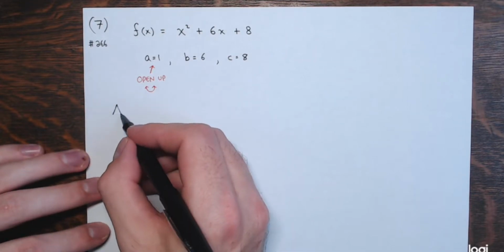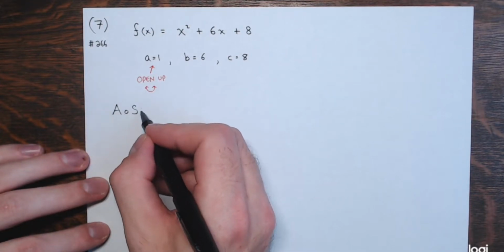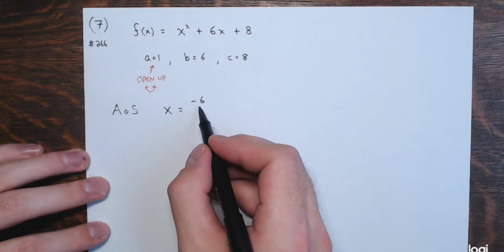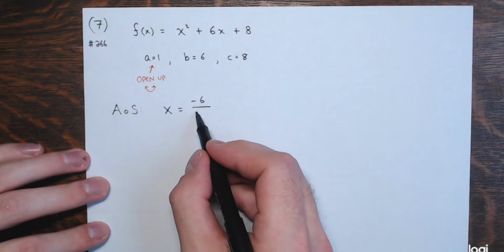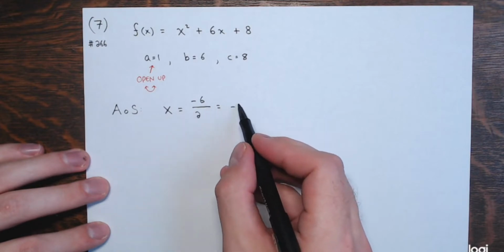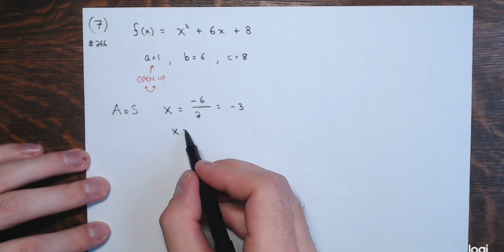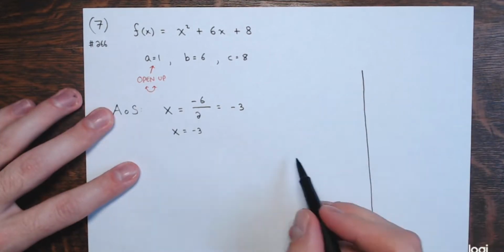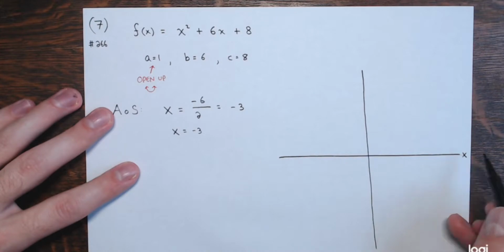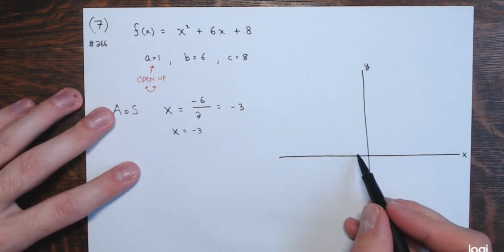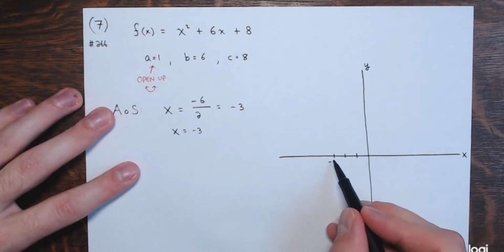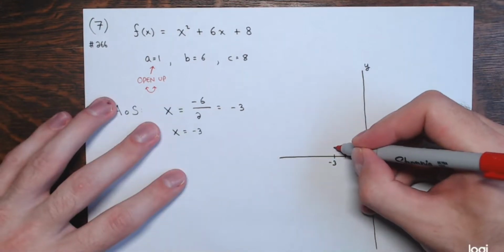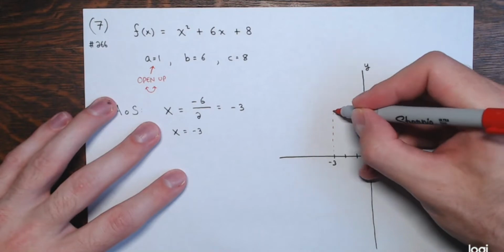The axis of symmetry. X equals the opposite of b, so -6, divided by 2 times a, divided by 2 times 1. This is -3. Right, x equals -3. And I'll plot this. So here's -3 on the x-axis. Draw a little dotted vertical line. This is the axis of symmetry for this parabola.